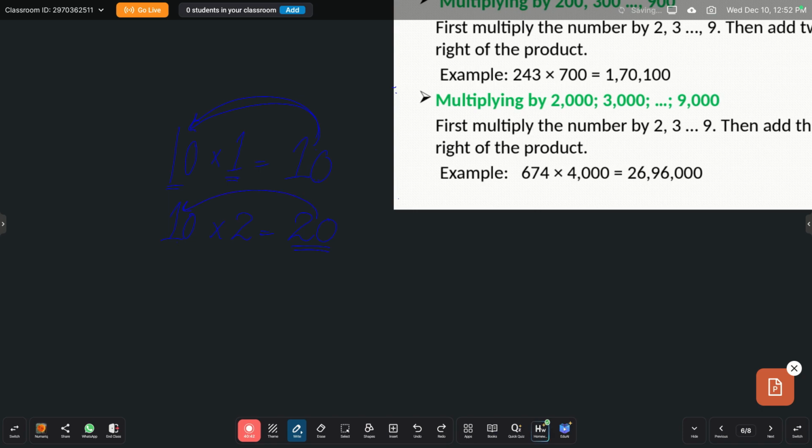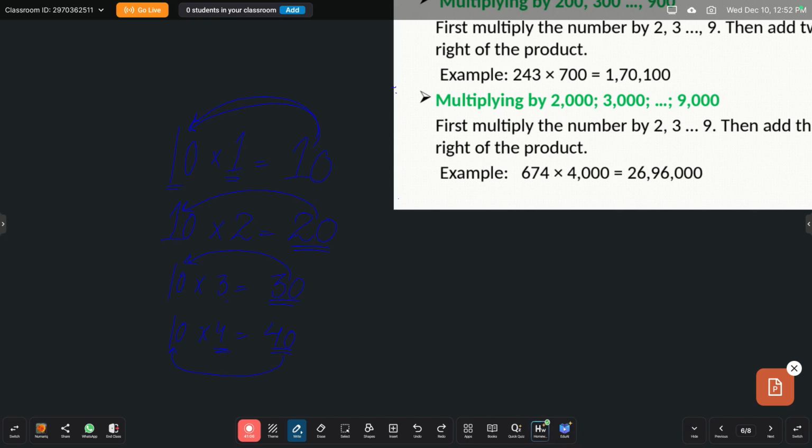Okay, and it's also a multiple of 10. 10 into 3, what is 10 into 3 equal to? 30. So 30 is a multiple of 10 when I multiply this 10 by 3. Again, here 10 into 4 is equal to 40. 40 is a multiple of 10 when I multiply this 10 by 4.